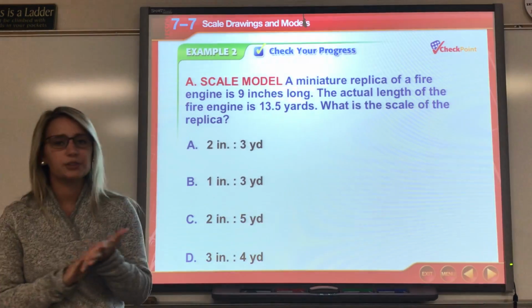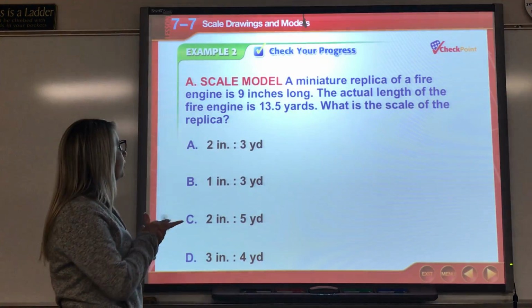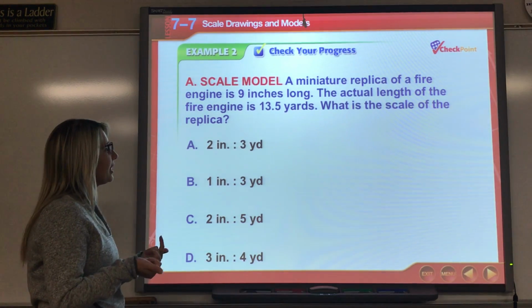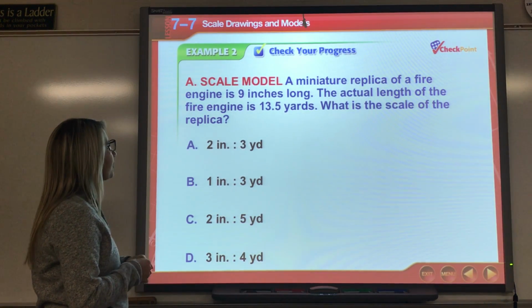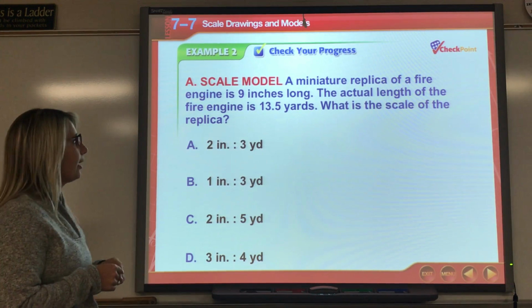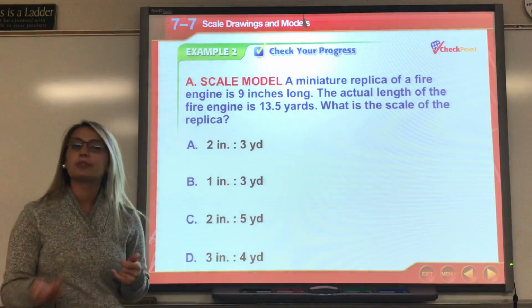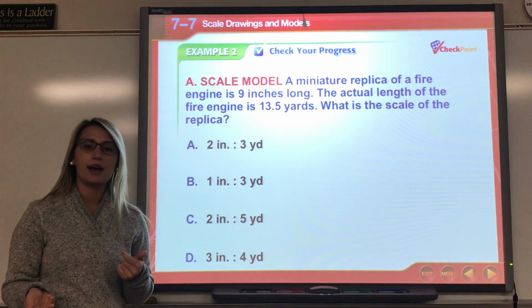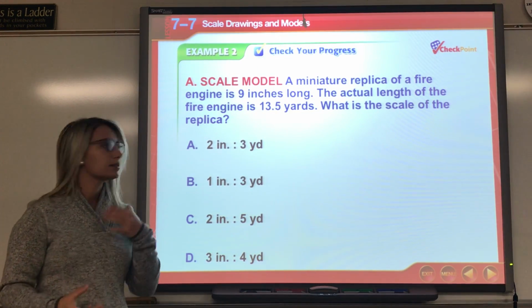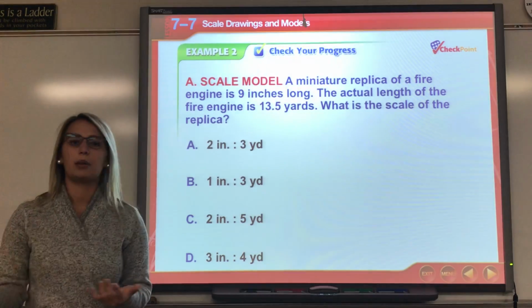Okay, so here's one for you guys to try. We have a fire engine that is 9 inches long, a replica of it, and the actual length of the fire engine is 13.5 yards. What is the scale of the replica? Now it's only asking us for the scale. It's not asking us how many times bigger, right? So we can still have some inches to some yards.